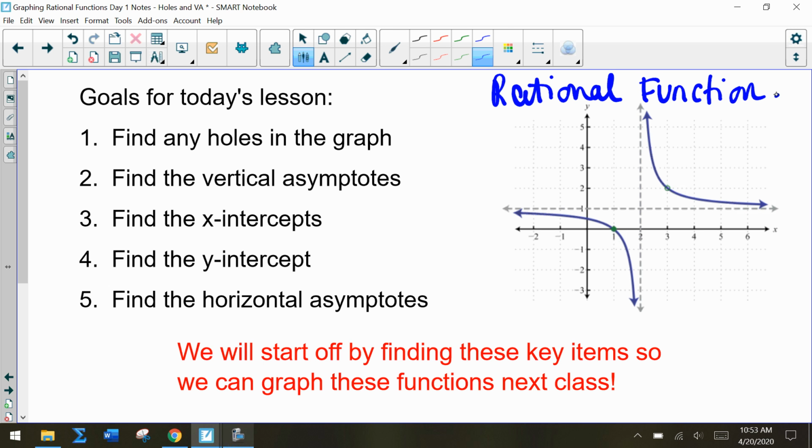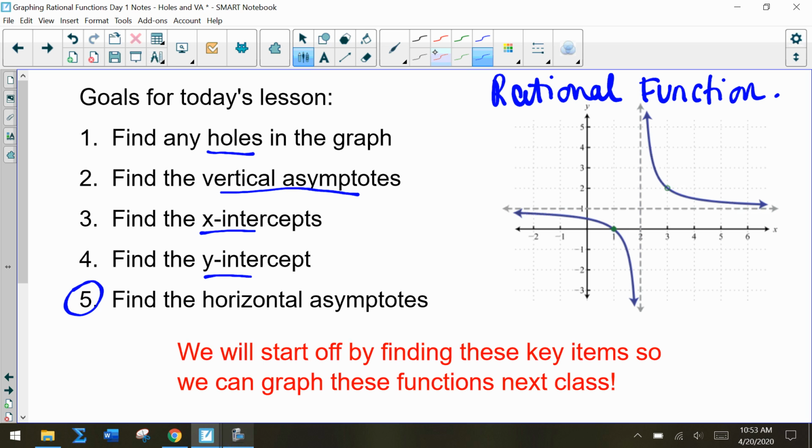So first, what we're going to do today, we're going to find any holes in the graph. And then we're going to find vertical asymptotes, and we're going to go over what those are. And then x-intercepts, which we know how to find, and y-intercepts that we know how to find. And then tomorrow or next lesson, we're going to go through what horizontal asymptotes are. So before we end up graphing these by hand, we're going to start off by finding these key items so that we can graph them.